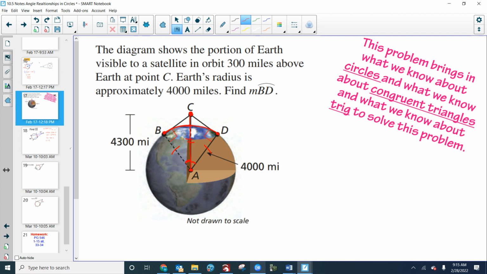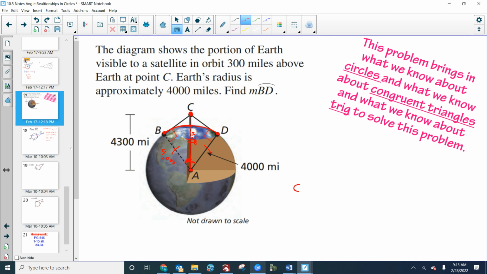How would I find one of these angles if I know this side is 4,000 and this side is 4,300? Any ideas? Well, Pythagorean theorem finds sides, but we want to find this angle. SOHCAHTOA, right? And we want to use the 4,000 side and the 4,300 side. Those are what two sides? The adjacent and hypotenuse, right? And we're going to have to use the inverse to uncover that angle.